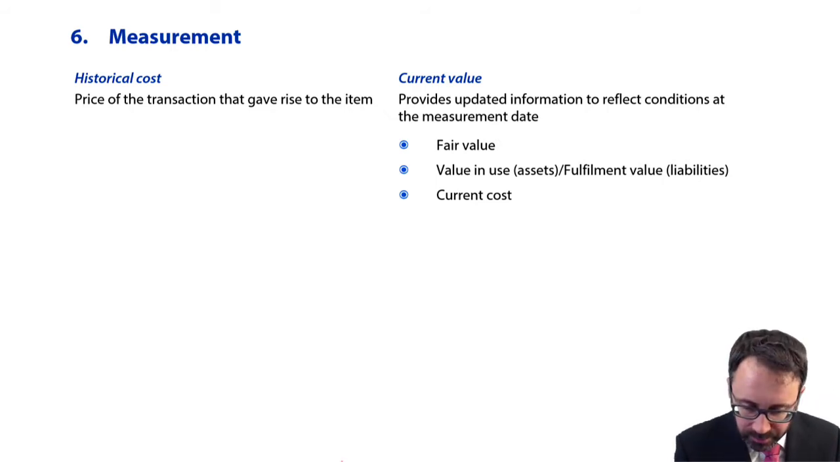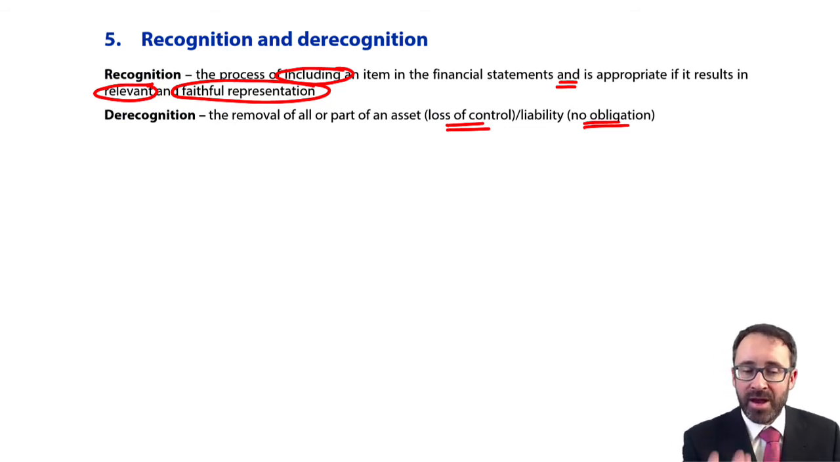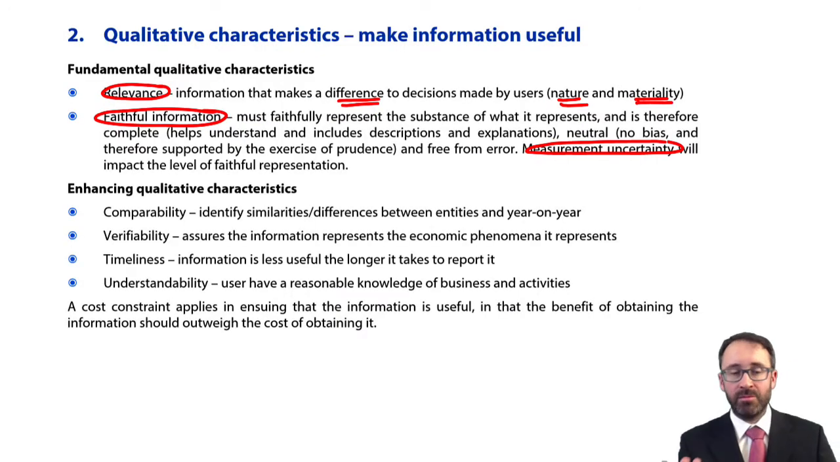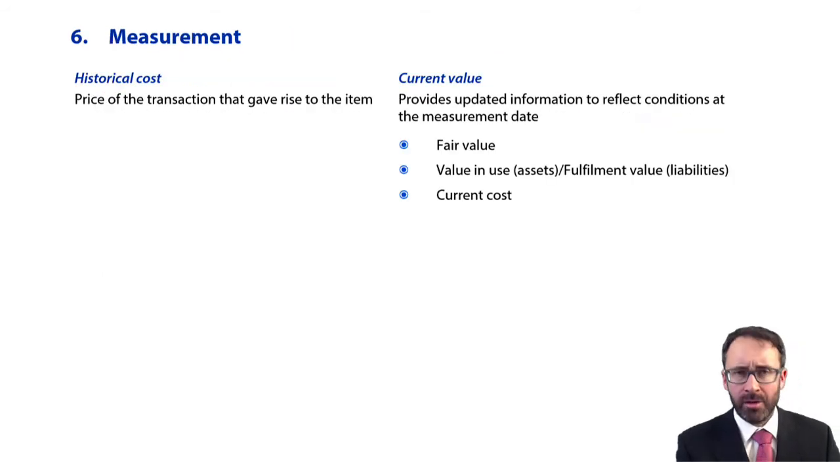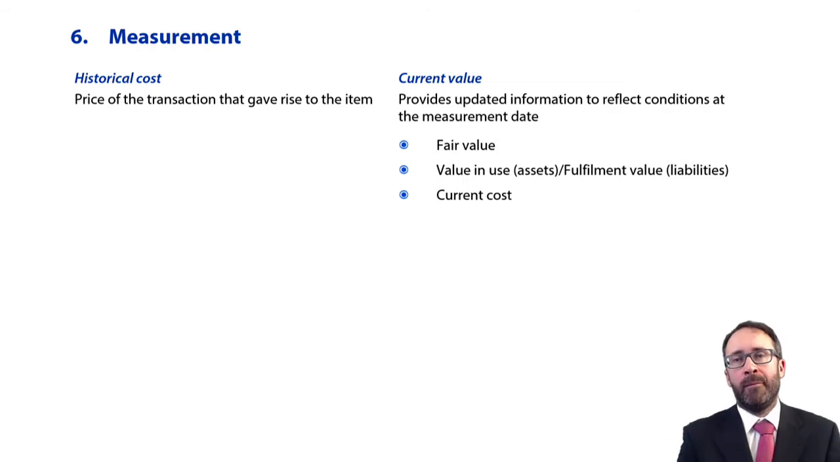Why? Let's go back to the recognition criteria. That was all about faithful representation, about it being relevant. Remember, faithful representation mentioned measurement uncertainty, and relevance was all about materiality. So we need to make sure that we have a strong measurement basis to be able to put appropriate numbers within the values of our assets and liabilities. Again, the standards can then use these to be a little bit more specific with regard to their measurement.